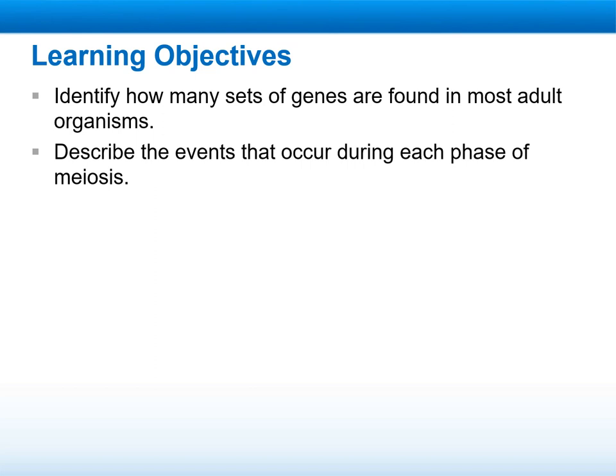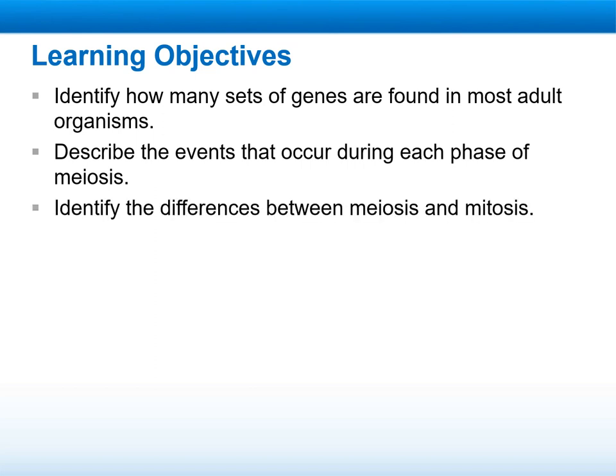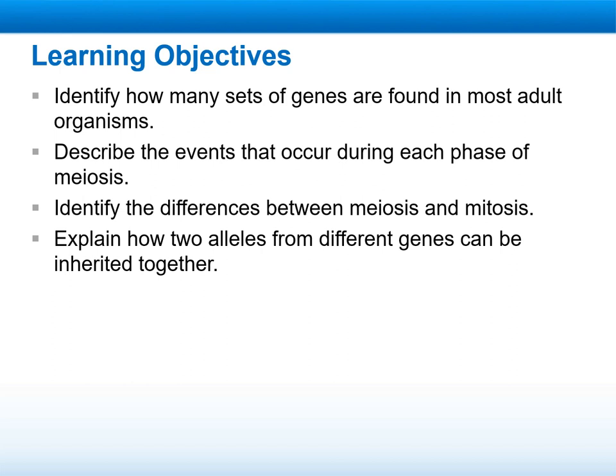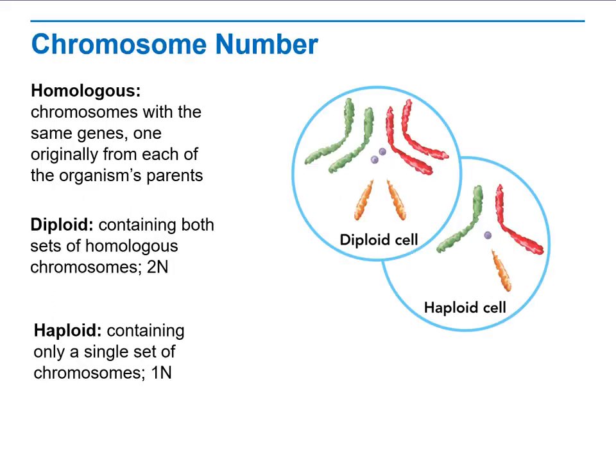We're going to compare somatic chromosomes with the sex chromosomes, describe in detail each event that occurs in the phases of meiosis, and try to differentiate between it and mitosis. Moreover, we will talk in detail about the differences between meiosis and mitosis. During that, we will explain how two alleles from different genes can be inherited together.